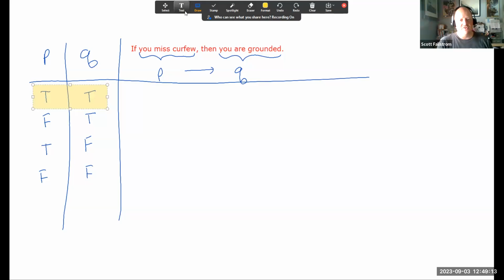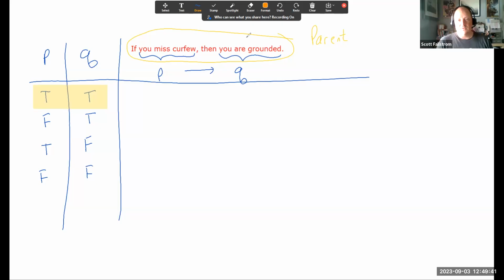Okay, so this first one, remember, someone has made this claim. They said, if you miss curfew, then you are grounded. So you can think of this as being your parent. A parent made this statement. Now let's see what happened on a particular day. Did you miss curfew? True. Then you are grounded. Yeah, you got grounded.